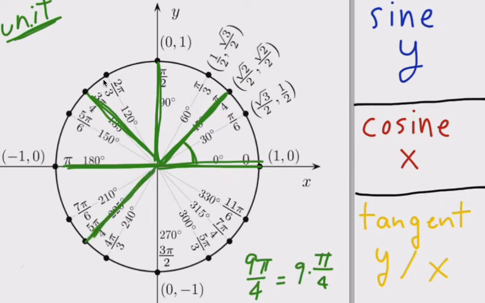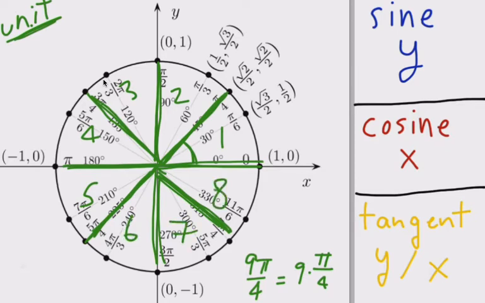There's another pi over 4th. There's another one. And then there's another one. And you see my circle splits up into 8 of these guys. So I go 1, 2, 3, 4, 5, 6, 7, 8, and just keep going. 9. Alright, so 9 pi over 4s is the point that's right here.